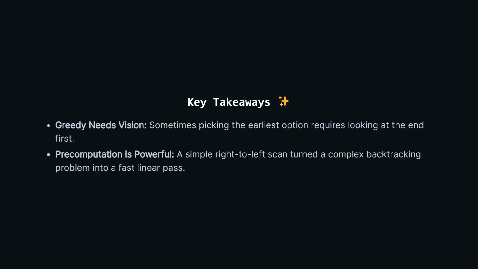To summarize what we learned today, greedy algorithms are great for finding the smallest or earliest things, but they often need a pre-computed safety net so they don't paint themselves into a corner. Taking a moment to scan right to left saved us from doing massive amounts of recalculation.